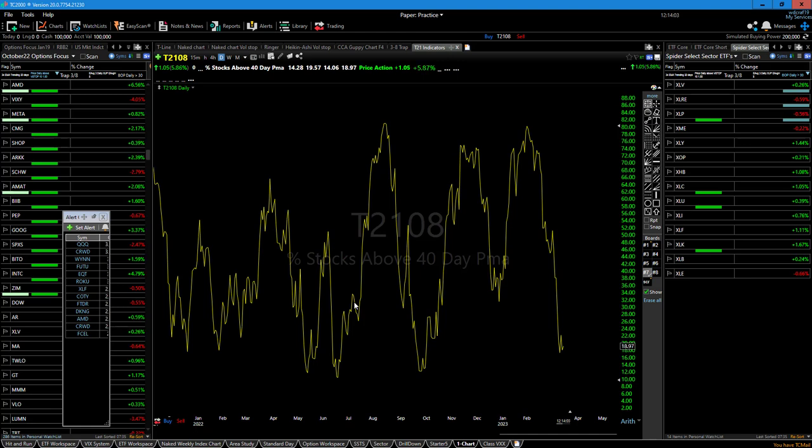Now, it would make sense, right? I mean, it's pretty logical to think that when we're in a downtrending market, there's going to be fewer stocks holding above their 40-day moving average than those holding above their 200. Right? Yeah, because all we're doing is we're pulling back. We've lost that 40. We're slipping down toward the 200, but we're still holding the 200.